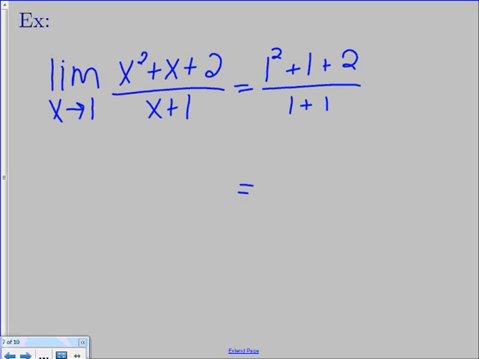Simplifying and following order of operations, we're going to get 4 over 2, which simplifies down to 2. So that would have been our final answer.